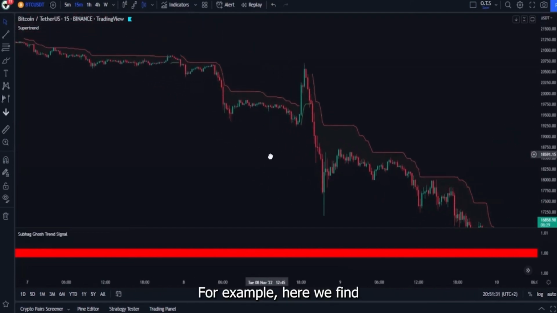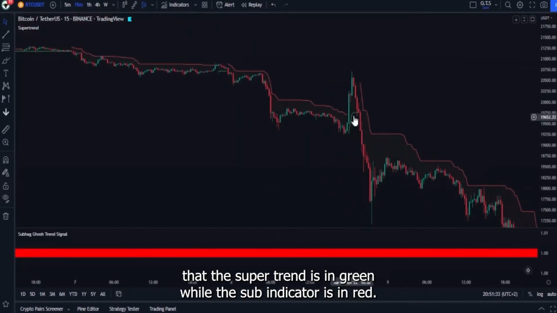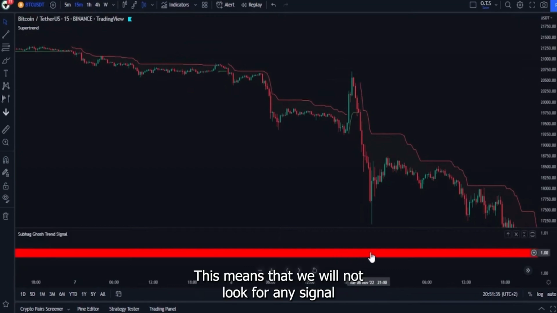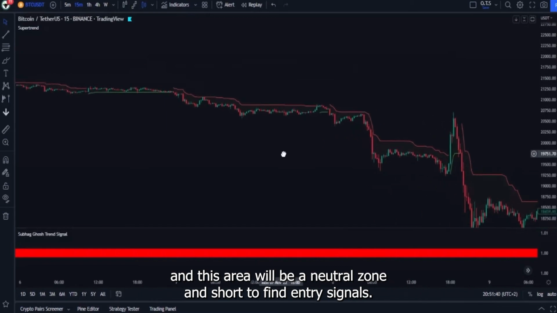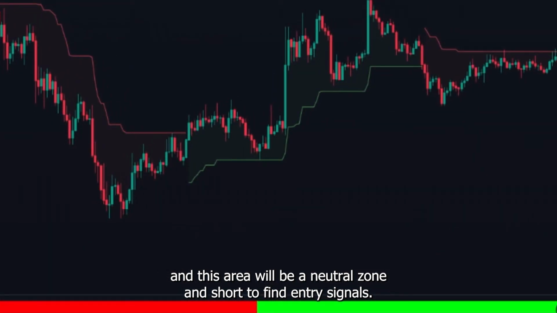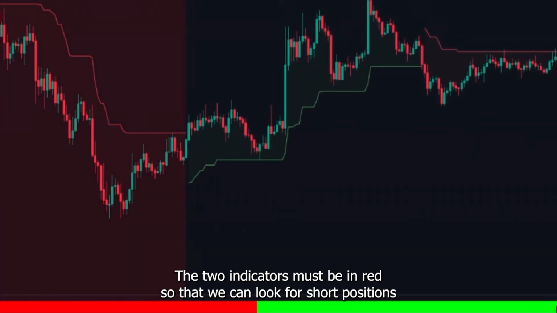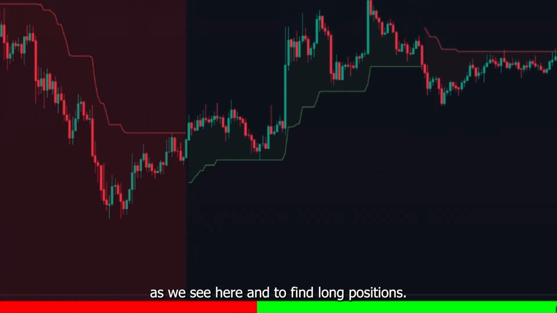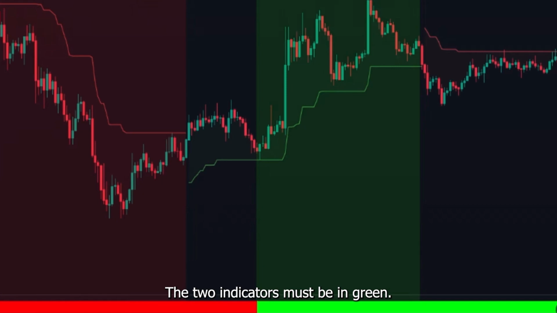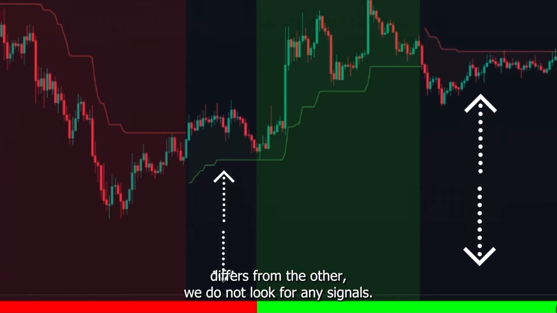For example, here we find that the super trend is in green while the Subag indicator is in red. This means that we will not look for any signal, and this area will be a neutral zone. In short, to find entry signals, the two indicators must be in red so that we can look for short positions, as we see here. And to find long positions, the two indicators must be in green. But if the color of one of them differs from the other, we do not look for any signals.